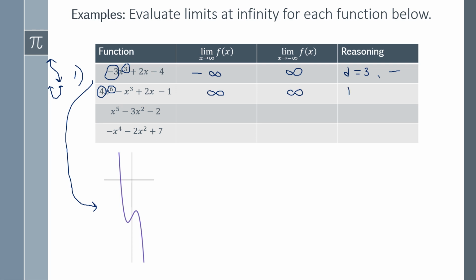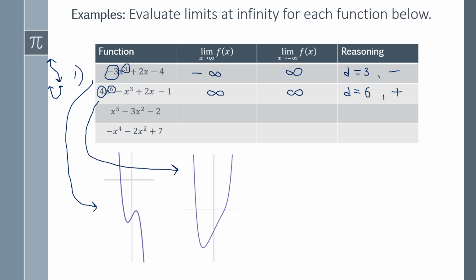What is the reasoning? The degree is 6. That is even. The leading coefficient is 4, so the sign is positive. The end behavior will be of this type. Let's take a look at the graph of this function. And there it is. You see that both branches go up to infinity. The stuff in the middle is different, no problem there. We're only looking at the end behavior of these functions.